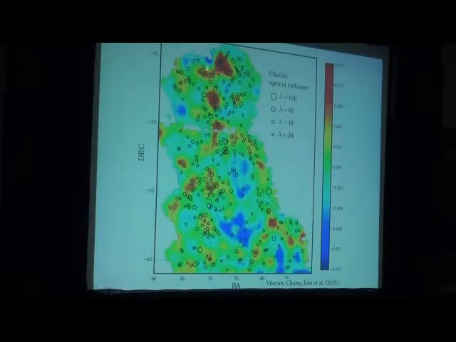So this, for example, is one of the biggest superclusters known. And the blue shows voids. So red is overdensities, filaments, superclusters, and blue are cosmic voids. And each of them is 10 to 100 megaparsecs in size.